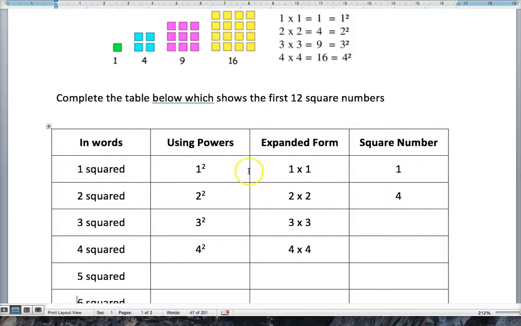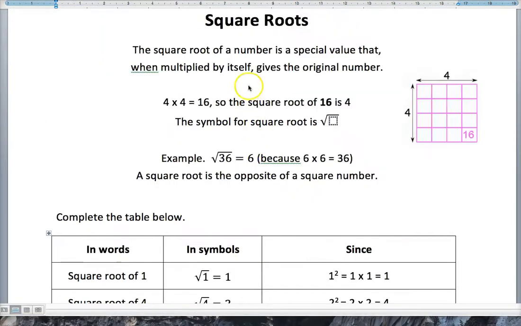1 squared is written as 1 squared, which is 1 times 1, which is 1. 2 squared is written as 2 squared, which is 2 times 2, which is 4. 3 squared is 3 times 3, which is 9, etc. 4 squared is 4 times 4, which is 16. The next thing that we're going to look at is square root.